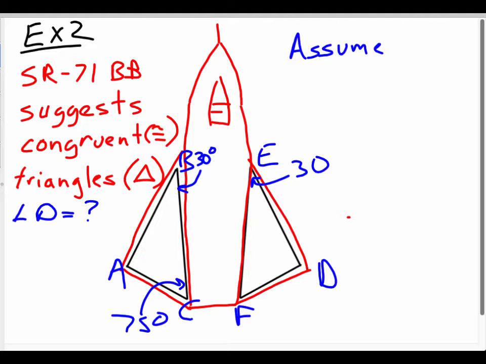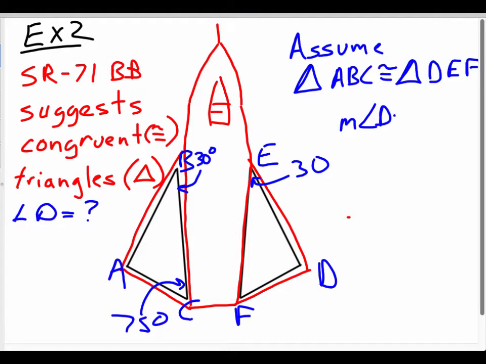So we might make the assumption that triangle ABC is congruent to triangle DEF, right? You might assume that. And if that's the case, we want to know, what is the measure of angle D? Well, which of those angles would be congruent to D?